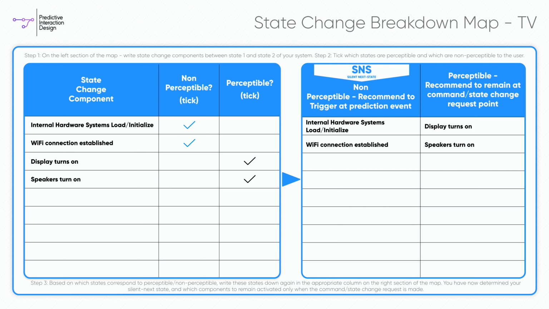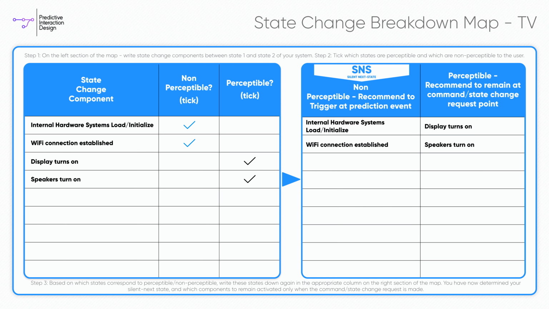If we have a look at the TV example, we have written down all of our state change components. We've said internal hardware systems load and initialize, Wi-Fi connection is established, the display turns on and the speakers turn on. You can go as low level or as high level as you want in these maps, as long as it's appropriate for your system design. All we've done is tick which ones are non-perceptible and which ones are perceptible. Internal hardware systems loading and initializing is not perceptible. The system establishing a Wi-Fi connection is not perceptible, but the display and the speakers turning on are both perceptible.